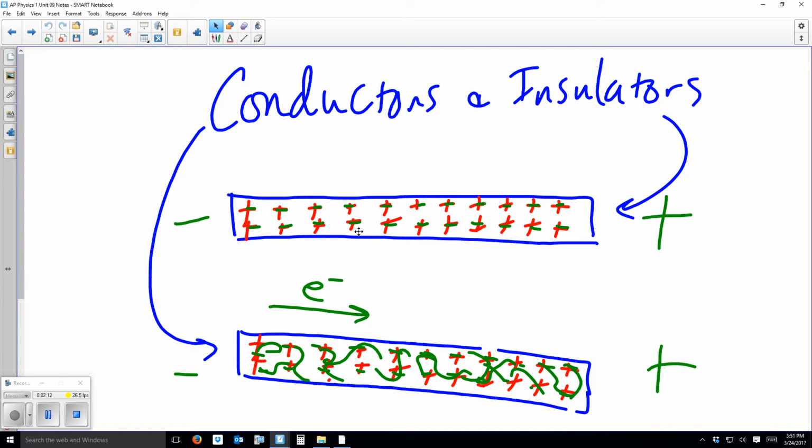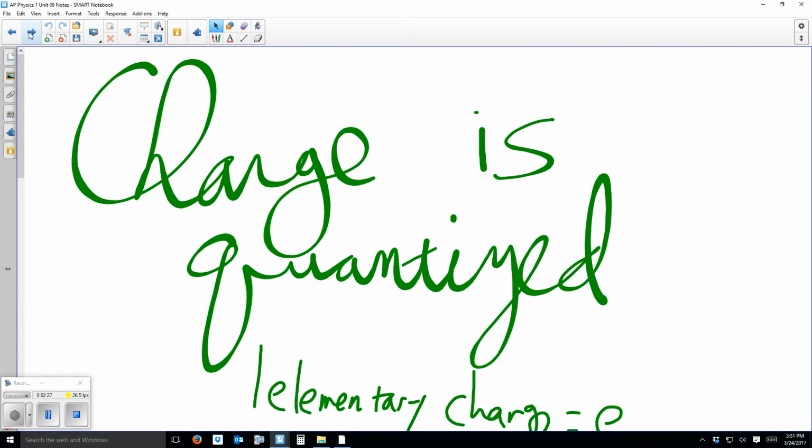The idea of conductors versus insulators. Conductors allow charge to be passed through. Insulators, not so much. And realize that on both of these, the protons are locked in. Protons do not move, but the electrons in a conductor are free to flow.